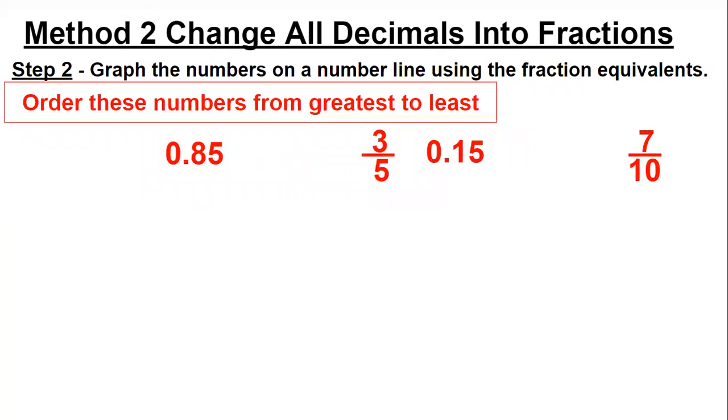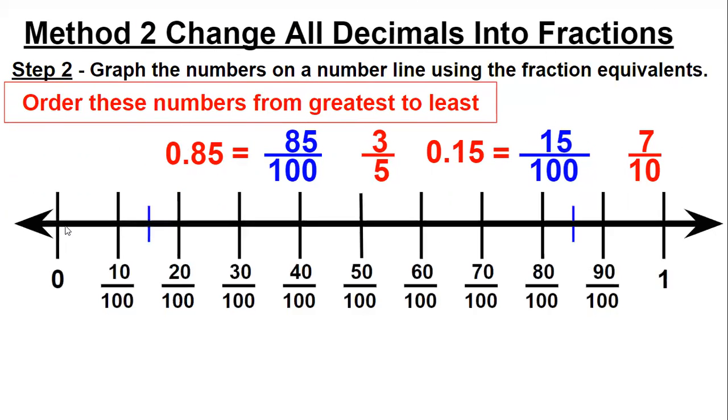Go to the next screen, bring our numbers down again. This time we're going to graph them. So we decided 0.85 was really 85 over 100 and 0.15 was really 15 over 100. So now let's bring our graph down. This is an interesting graph. How did I divide this?